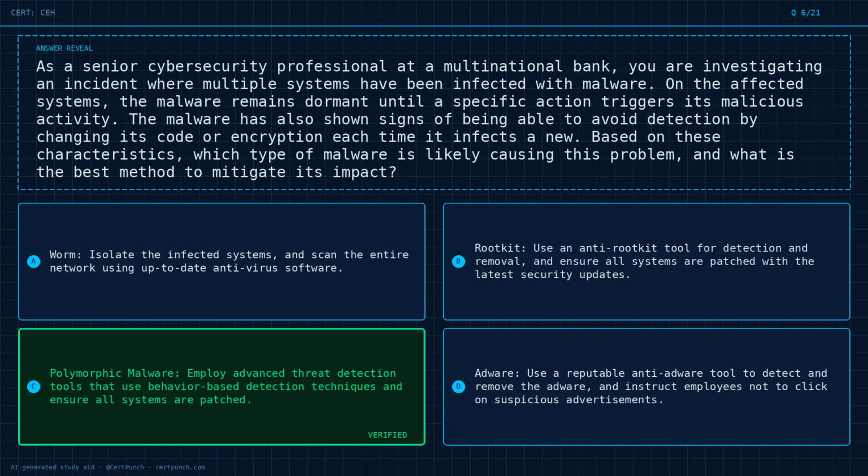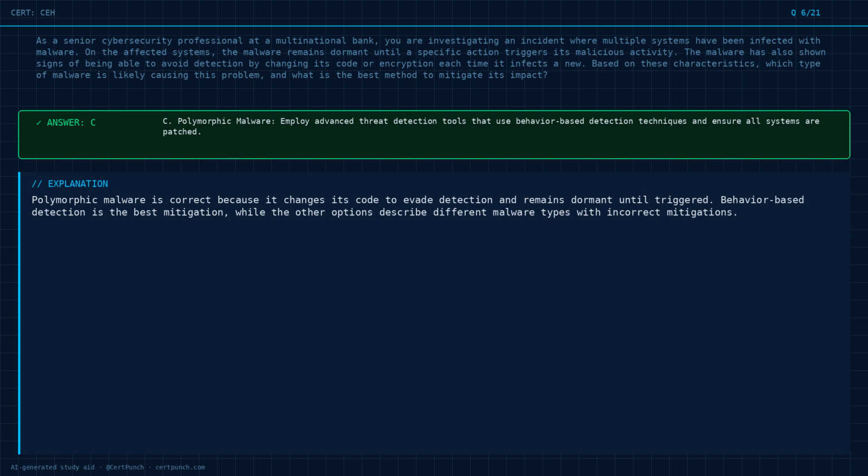The answer is option C. Exam logic. Polymorphic malware is correct because it changes its code to evade detection and remains dormant until triggered. Behavior-based detection is the best mitigation, while the other options describe different malware types with incorrect mitigations.